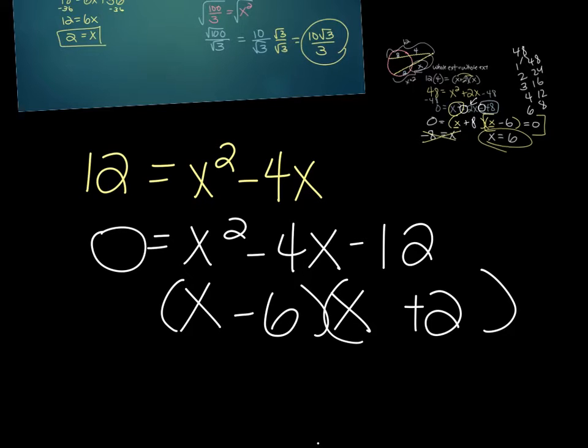So that's the factored form of it, but now I have to solve these. So if x minus 6 equals 0, then x would equal 6. And if x plus 2 equals 0, then x would equal negative 2.